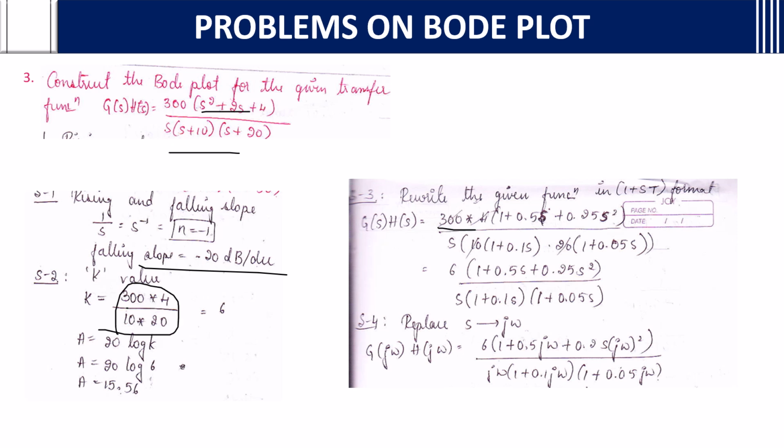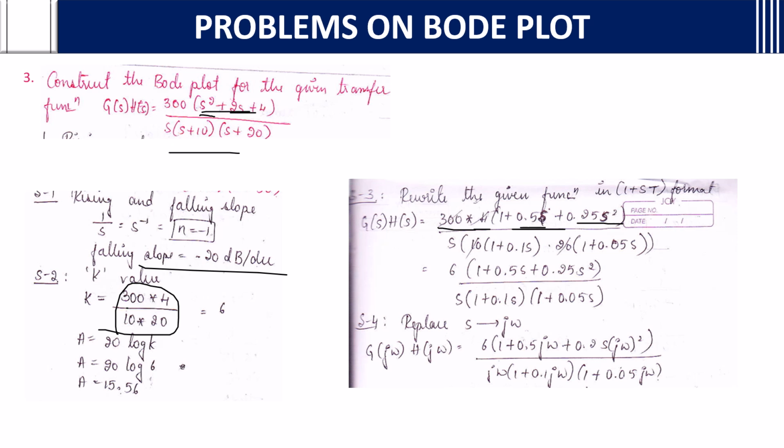You will take 300, it is anyway 4, you will take common, so you can write it as 1 plus 0.5 s plus 0.25 s square. As you are taking 4 common, you will divide these 2s by 4 and s square by 4. So it is becoming like this.